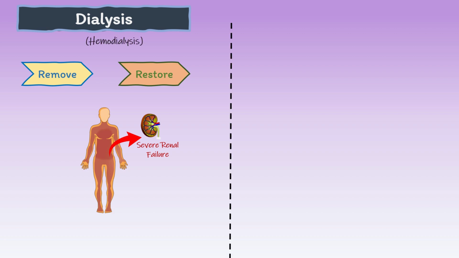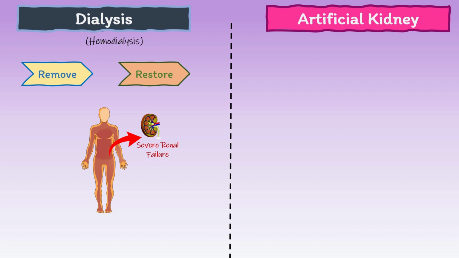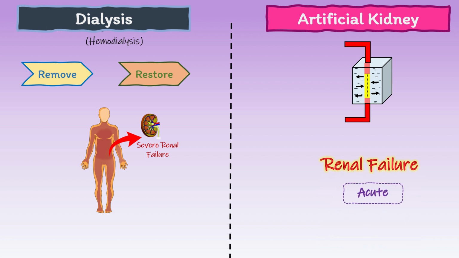Now, let's discuss another term, artificial kidney. Artificial kidney is the machine that is used to carry out dialysis during renal failure. It is used to treat the patients suffering from acute renal failure or chronic or permanent renal failure. Discussion of artificial kidney without its mechanism is incomplete. So, let's discuss the mechanism involved in artificial kidney.